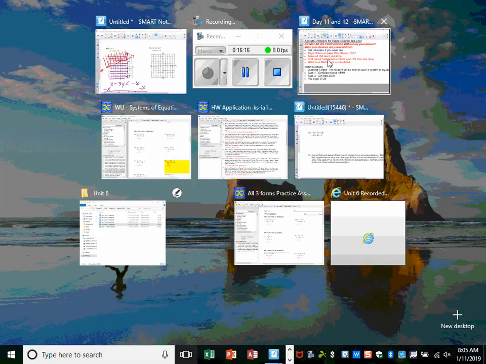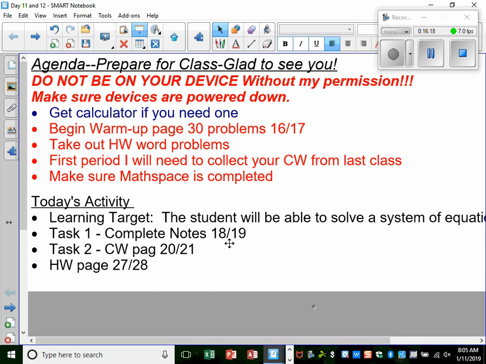All right, so going back to the agenda. Okay, so we have already finished, I believe, 18 and 19. Is that right? So now you're going to, and this should be a E, complete pages 20 and 21 for classwork. And then your homework is what you have listed on your calendar.